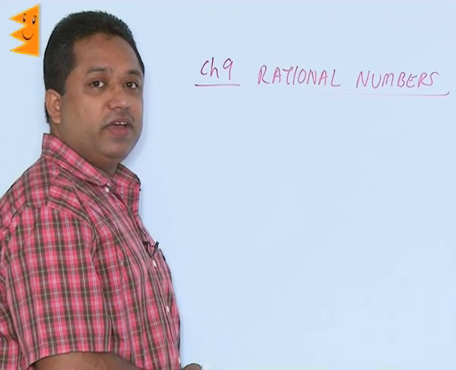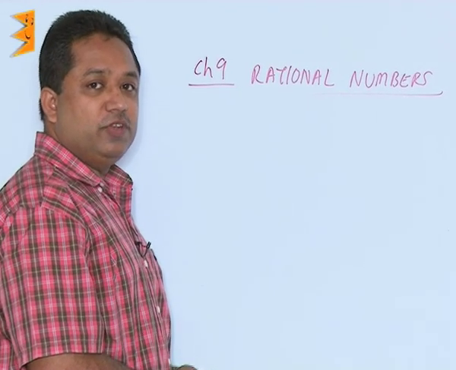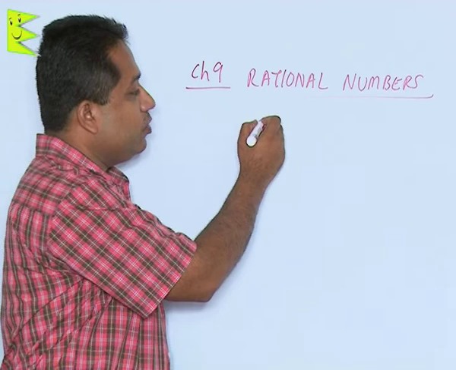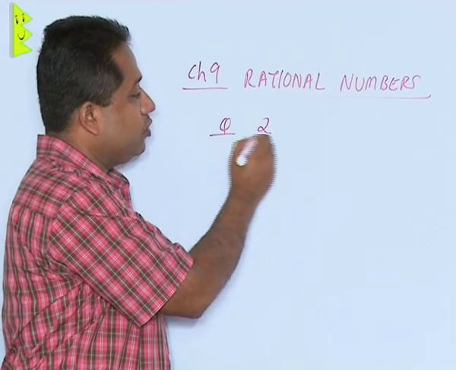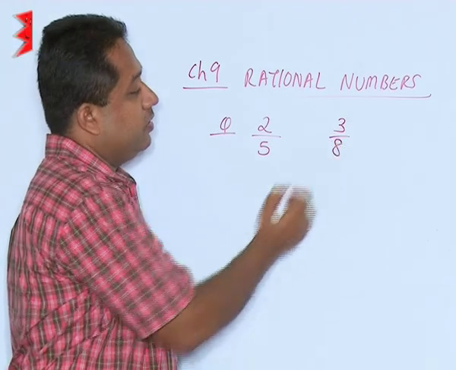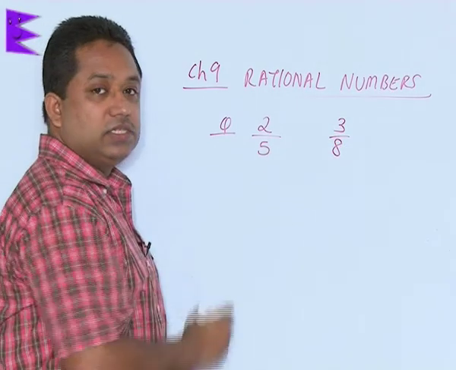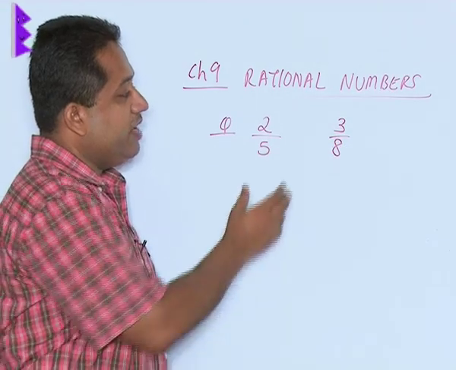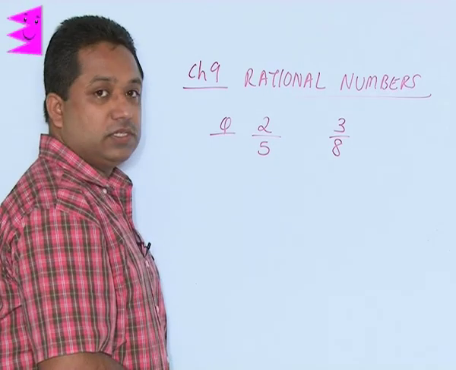Now, how do we find rational numbers between two rational numbers? We are given two rational numbers, let us say 2 upon 5 and 3 upon 8. These are two rational numbers and we have to find 5 rational numbers between these two numbers.